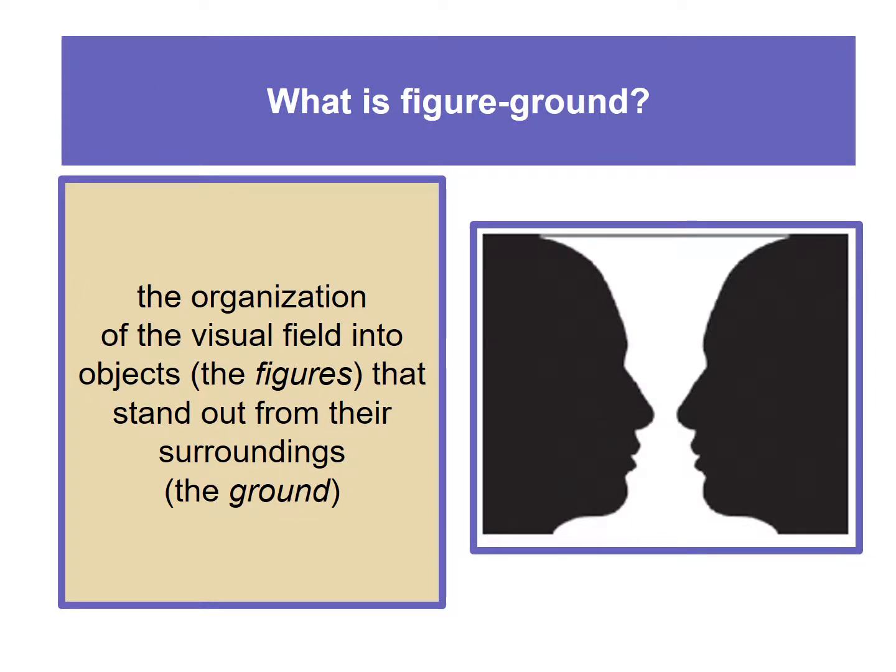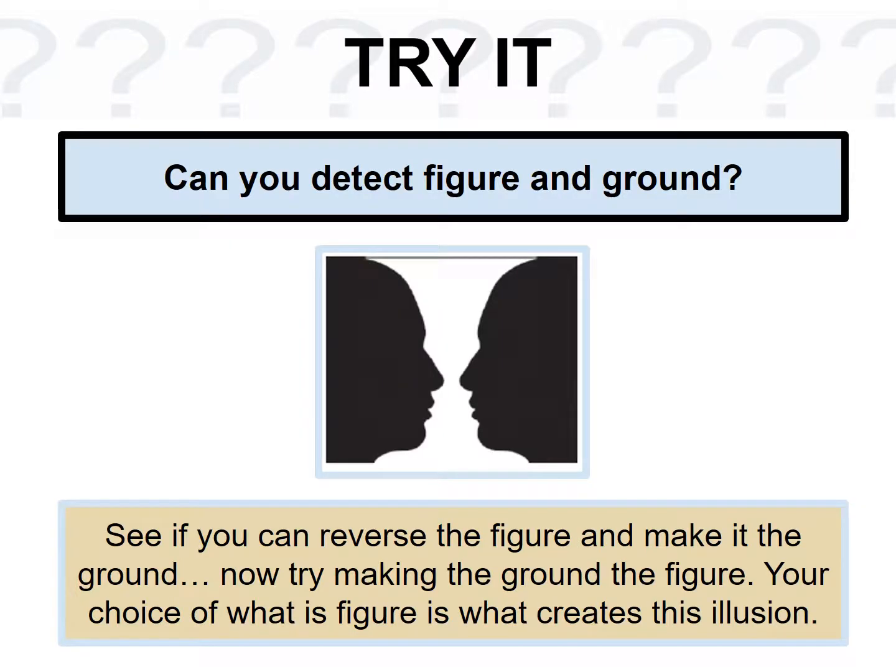Okay, more Gestalt. What is figure ground? The organization of the visual field into objects, the figures, that stand out from their surroundings, which is the ground. Can you detect figure and ground? See if you can reverse the figure and make it the ground. Now try making the ground the figure. Your choice of what is figure is what creates this illusion. So if you look at figure as being the black, you're going to see something different than if you look at figure being the white. It's really cool when you can adjust your eyes to see the two different things.